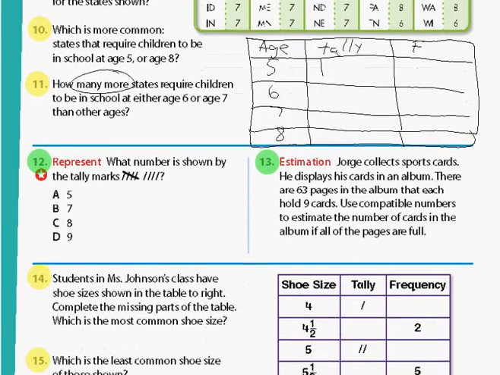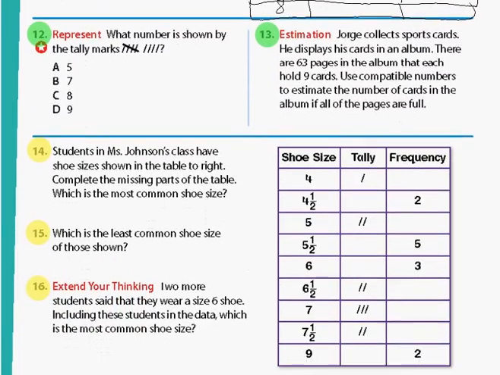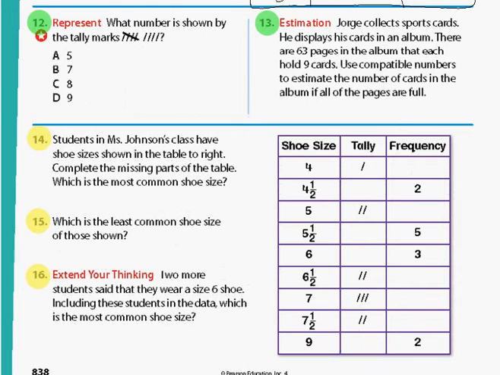9 through 11. Okay, we'll go and work together on question number 12, and it's a pretty simple question. What number is shown by the tally marks? And it has these tally marks right here. And what number is shown? You got 5 here and 4 here. That's 9. So it's showing 9.